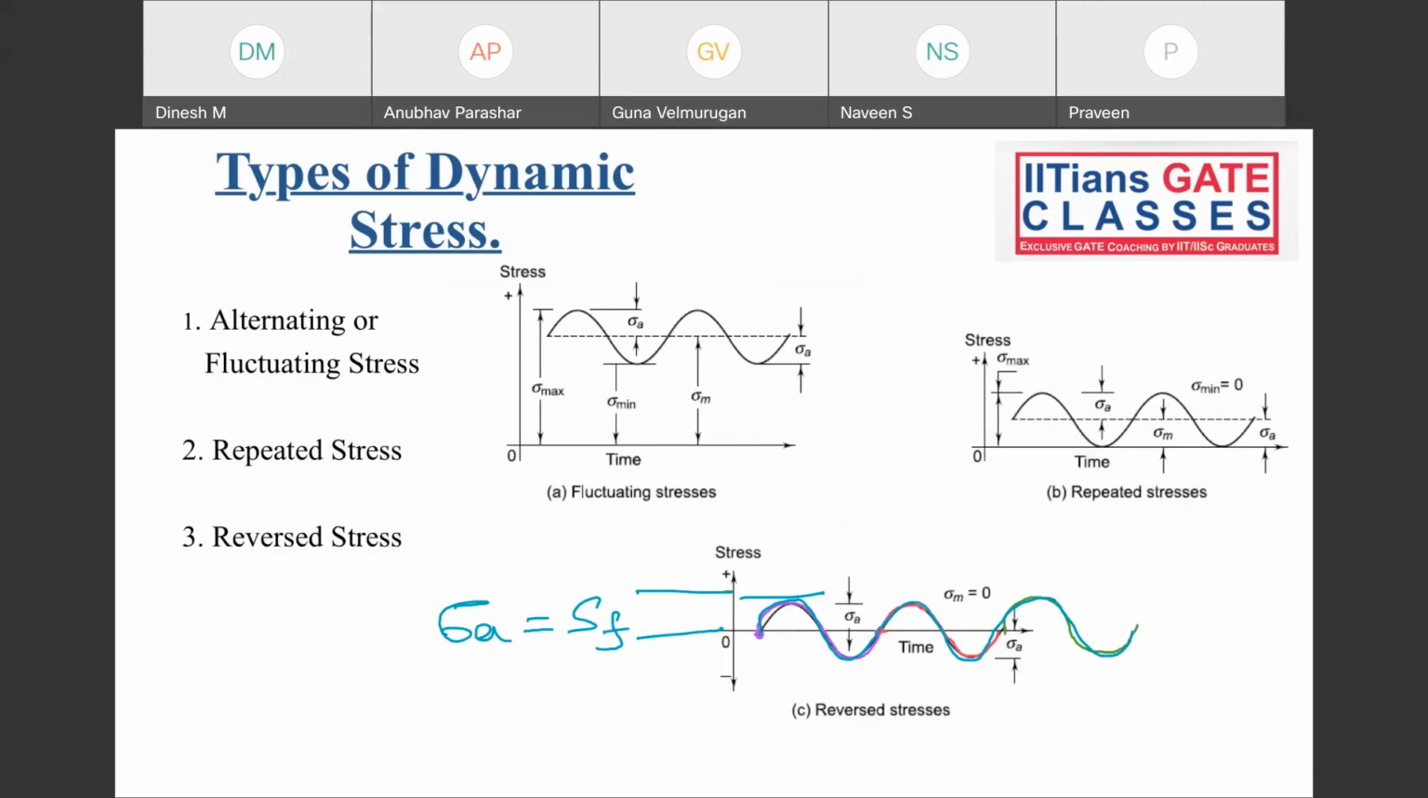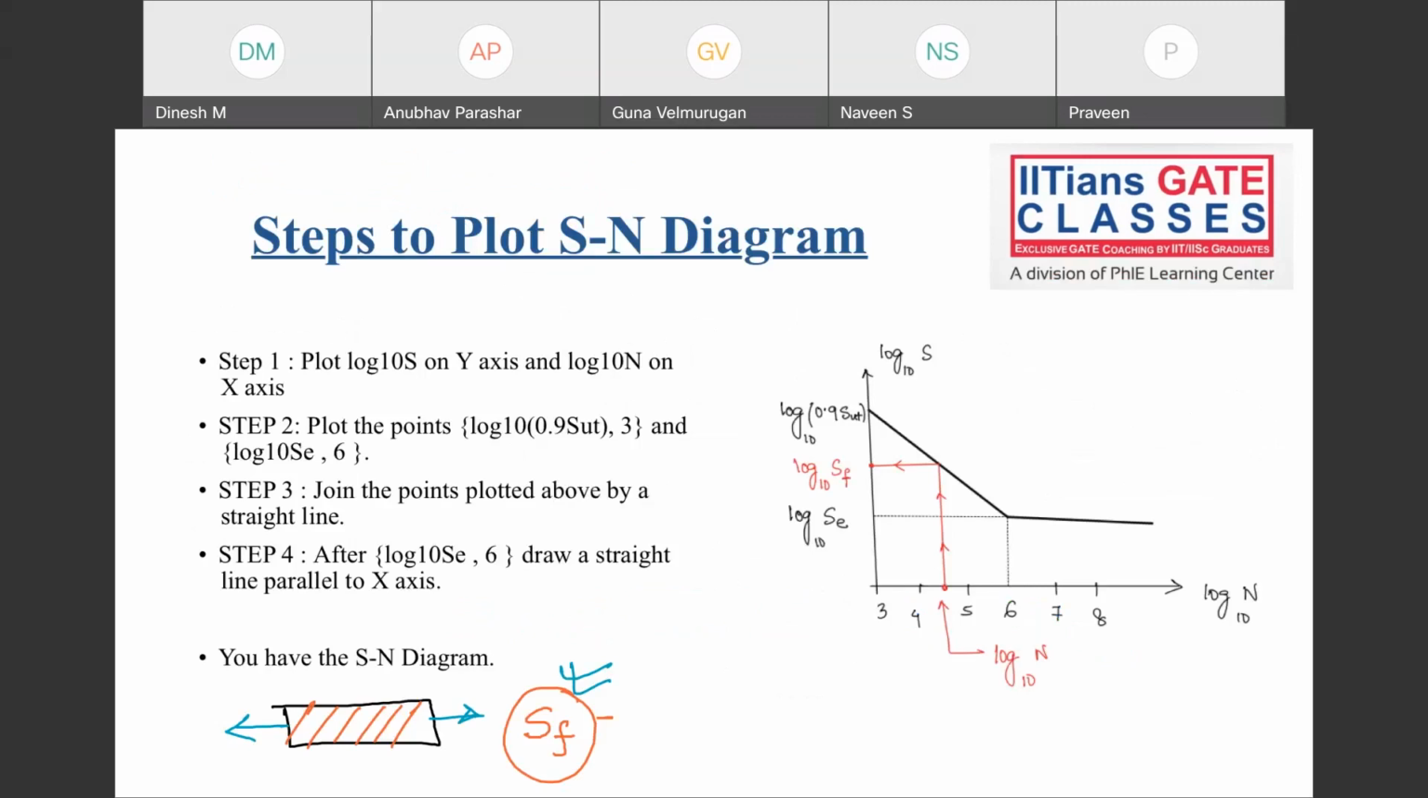So in that case, how are you going to predict how many cycles the material will sustain before a fatigue failure? You plot this point, log of SF to the base 10, then go in this direction, you'll get this point on the curve. Then you turn down, and you'll reach the log of N to the base 10 axis. Let me say you get 4.5.